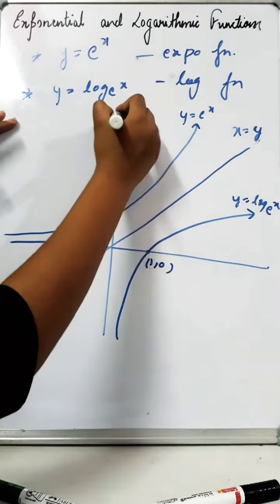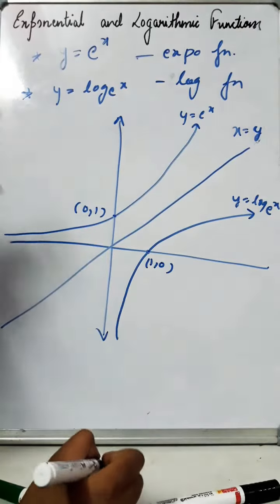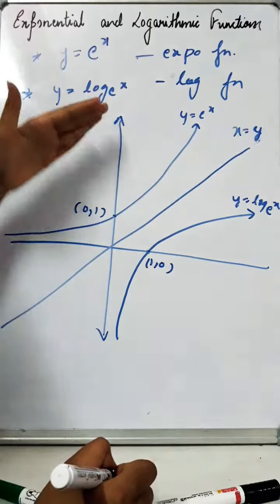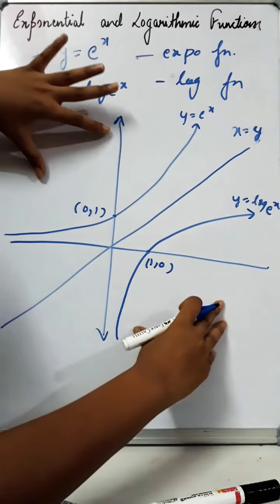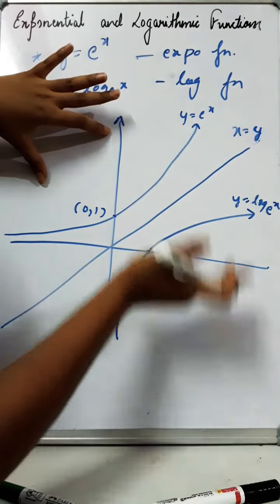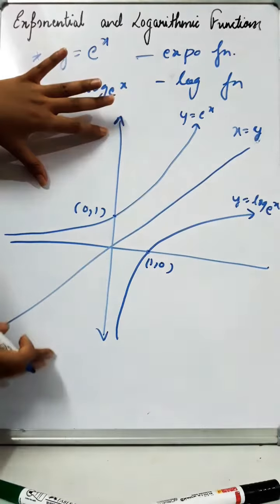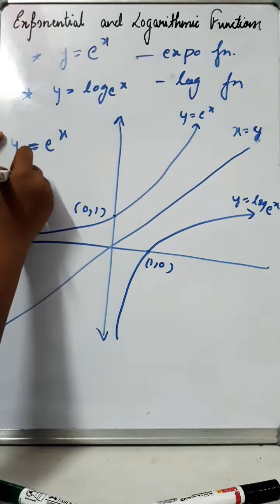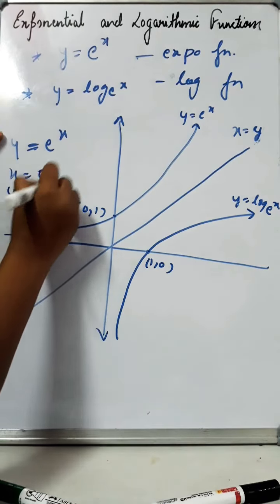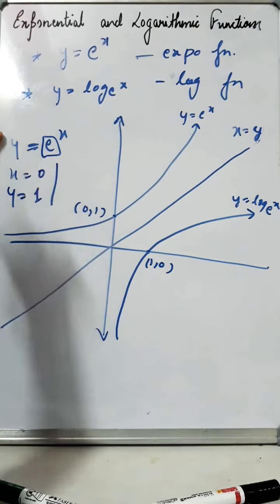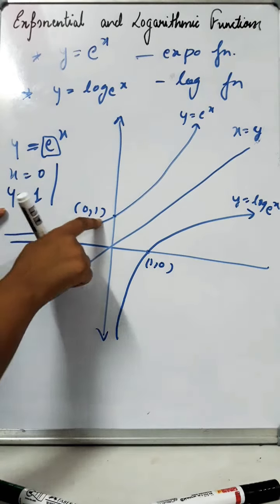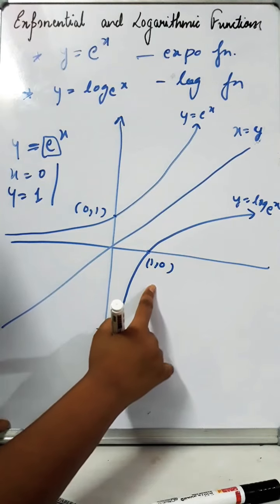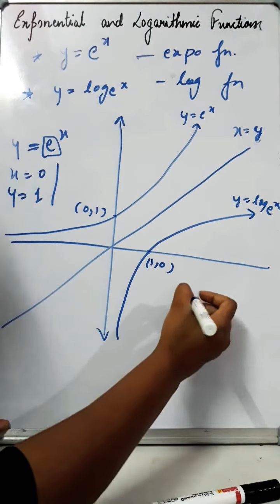If you look at this graph carefully, you will find that the line x is equal to y acts as a mirror between both the graphs. Means both of the graphs are the mirror image of each other, and x is equal to y acting as the mirror between them. If x is equal to 0, then y has to be 1 irrespective of whatever the base is. So this 0, 1 is going to come in every graph of exponential function.